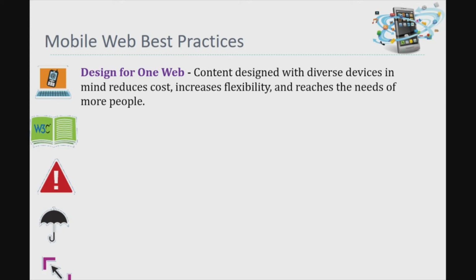So the first part, design for one web. Content designed with diverse devices in mind reduces costs, increases flexibility, and reaches the needs of more people. As in the previous video we discussed that we supposedly change from multiple pages to one page screen phones, so we need to design for one web, easy for the user to access.